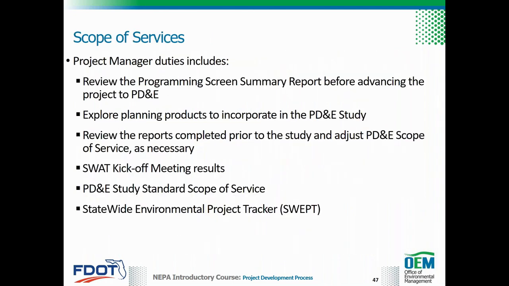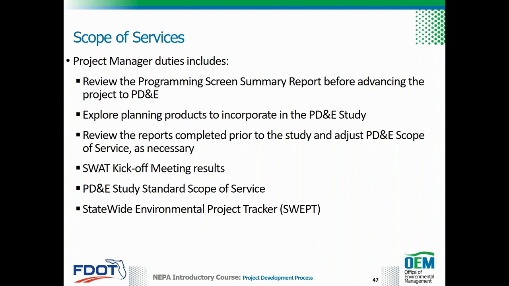The project manager must review the programming screen summary report before advancing the project to PD&E. The report helps the project manager to become familiar with the environmental or social resources that may be impacted by the project. The report also includes project needs and objectives, as well as the level of analysis and documentation required to accomplish project objectives. When technical studies and surveys are completed prior to PD&E, the project manager must review the reports and adjust the scope of work by eliminating the activities or tasks that were previously completed and are still current or valid.